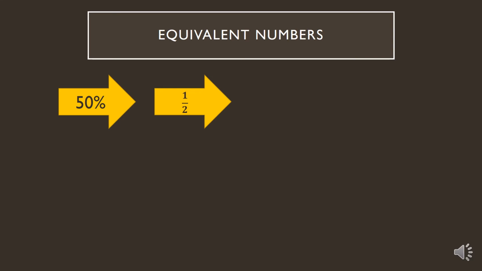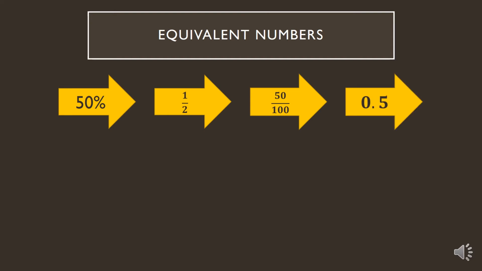If we want to write it as a bigger fraction, hundredths, using what you know of equivalent fractions, 1 times 50 is 50, 2 times 50 is 100. So you could write 50 over 100. This would bring you easily to the decimal equivalent. 50 hundredths is written as 0.5. Okay, so there we have 50% equivalent to 1/2 and also to 0.5.